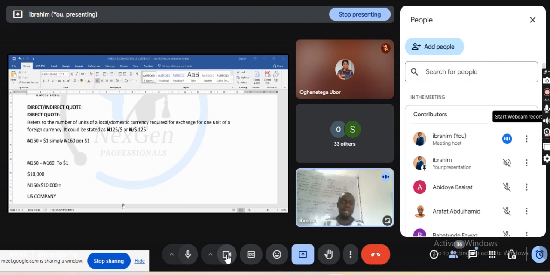Is there a Nigerian company, is it part of what was given to you? Then you should know that the Nigerian company's currency is the domestic currency. Then they may give you a currency that is not even Nigeria at all. Then the question is, how will you identify if this is a direct quote or an indirect quote?